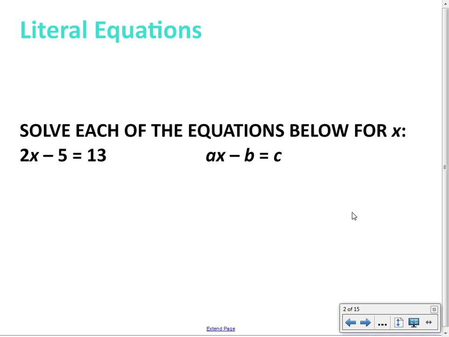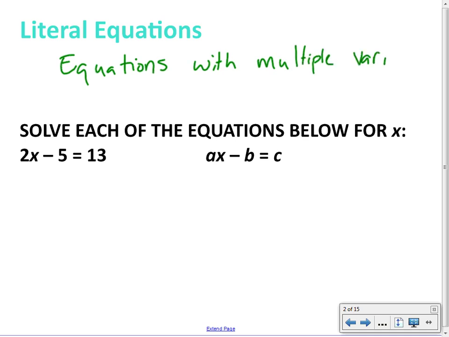When I think of literal equations, I think of formulas that you would see in math or science. They're equations with multiple variables. So it's not going to just be an x, it might be an x and a y and a z, or more letters, more variables. So let's solve each of these equations below for x.